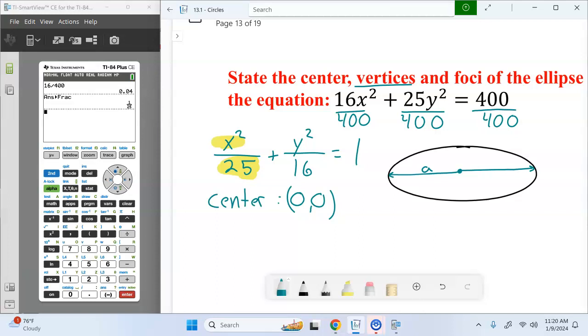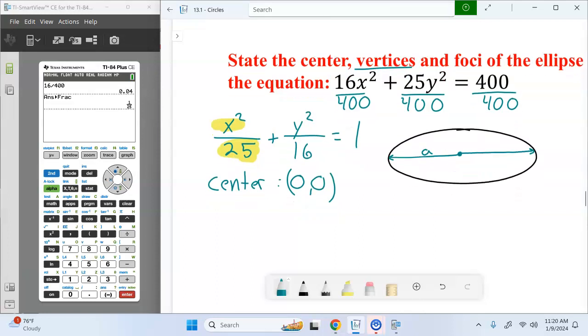So from 0, 0, is that going to change the x value or the y value of our center? We're going left and right. Changes the x. We're going left and right, we're changing the x value. So for our center, in order to get our vertices, when we're dealing with a horizontal ellipse, it's going to be the x value plus and minus whatever we get for A. Whatever our A value is, we're going to go left and right. If it was a vertical ellipse, we would have plus and minus to the y value.